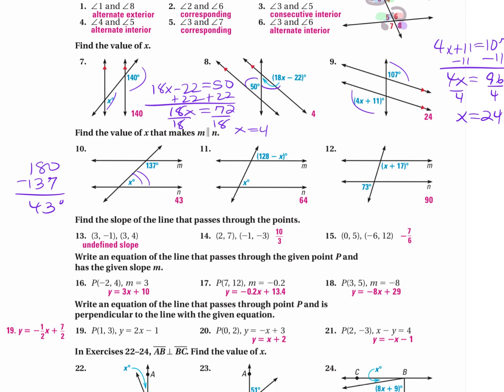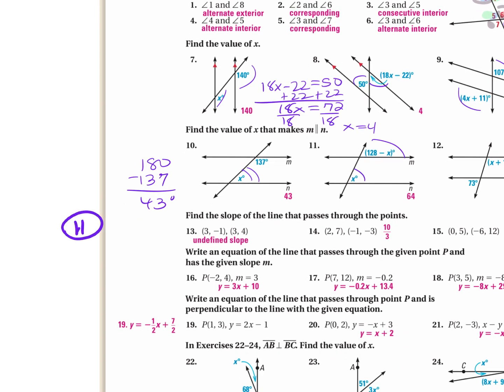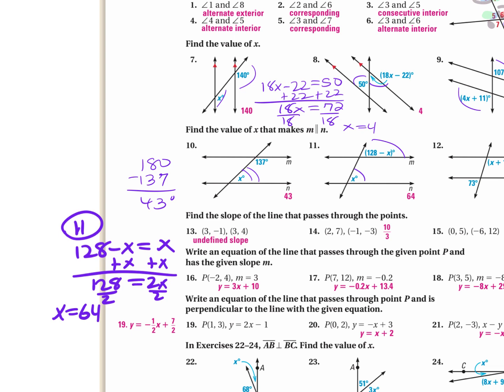Then for the next one, these are corresponding, and they're congruent. So for number 11, I'm just going to take 128 minus X and set it equal to X. I can add X to both sides. 128 equals 2X. Divide by 2, and X equals 64.